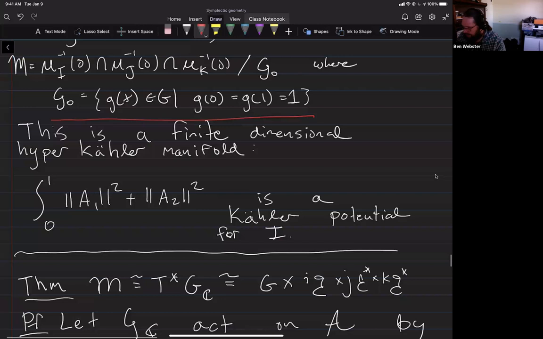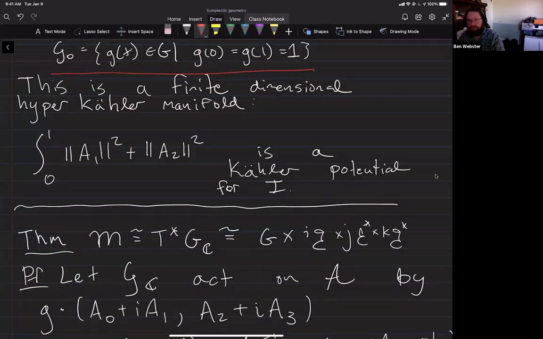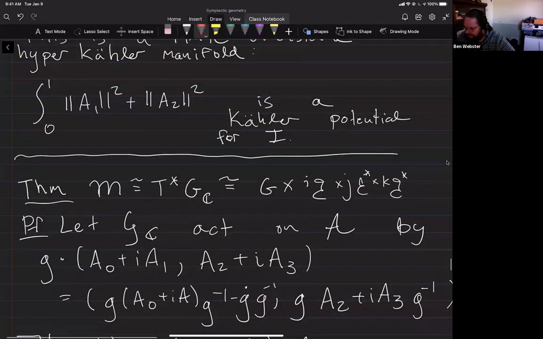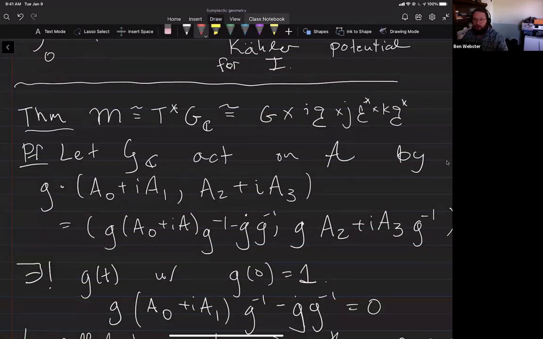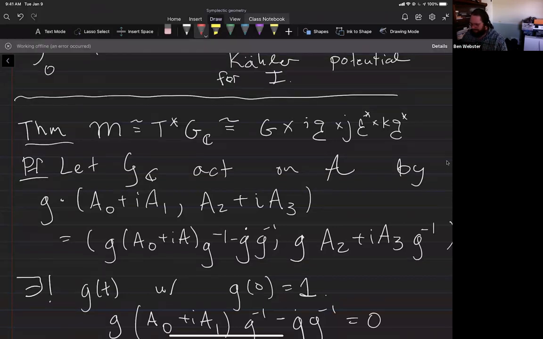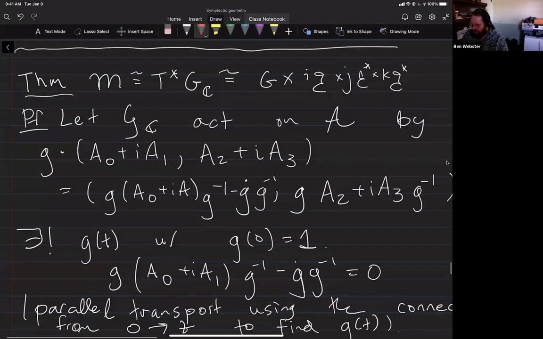And it turns out when I do this hyper-Hamiltonian reduction, I get a finite dimensional hyper-Kähler manifold. So the metric is induced by the one we had before. And you can actually write down explicit formulas for the Kähler potential for the different complex structures, or I should say for the different symplectic forms. Now it turns out this isn't just any old random hyper-Kähler manifold. It's actually the cotangent bundle of the group itself. So this is slightly easier than trying to get the coadjoint orbits yet. So we're just getting the cotangent bundle of the group. And the proof of this is kind of cool.